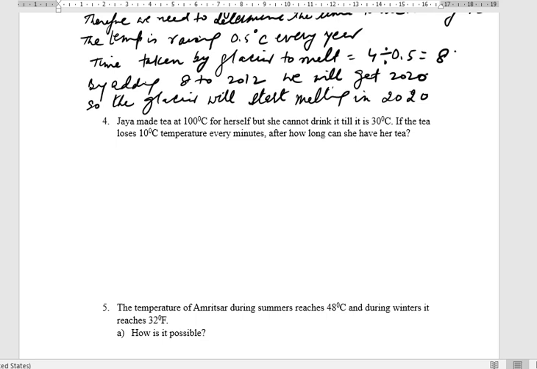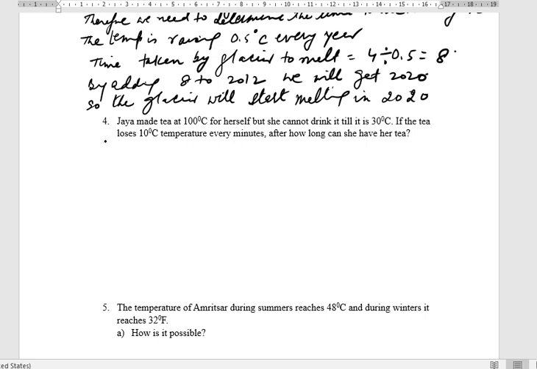Now the next one is the temperature. Jaya made a tea at 100 degrees Celsius for herself, but she cannot drink it till it is 30 degree. It means when the tea was made, the temperature of tea was 100 degree, but Jaya can consume tea only at 30 degree Celsius. If every minute the tea is getting colder by 10 degrees Celsius, after how long can she have the tea?